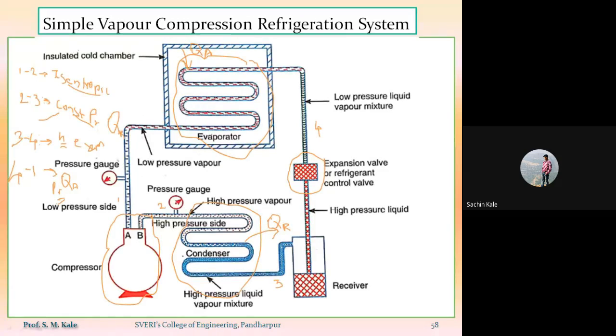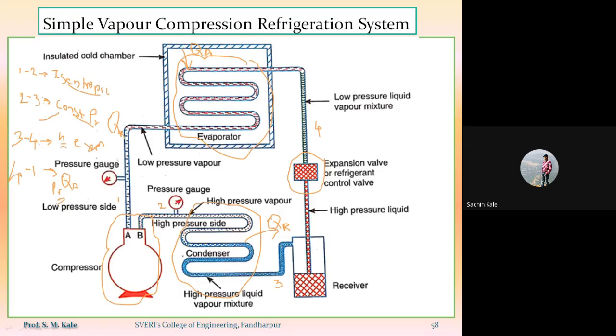Remember that the 1 to 2 process is occurring inside the compressor. Point 1 is the inlet of the compressor, point 2 is the outlet of the compressor. The 2 to 3 process is occurring inside the condenser. Point 2 is the inlet to the condenser, point 3 is the outlet of the condenser.